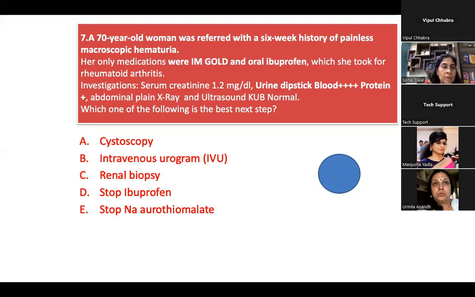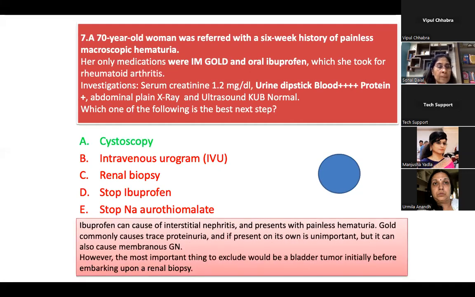Time up. The correct answer is option A. Basically, in this patient, if it is because of ibuprofen, it will cause interstitial nephritis and there will be painless hematuria. It will not be a painful hematuria. Gold also will cause proteinuria more, and if present on its own, it is unimportant, but it can also cause a membranous GN, but not a macroscopic hematuria. However, with macroscopic hematuria, it is important to exclude a bladder tumor. So it is necessary that we go for a cystoscopy rather than a biopsy.